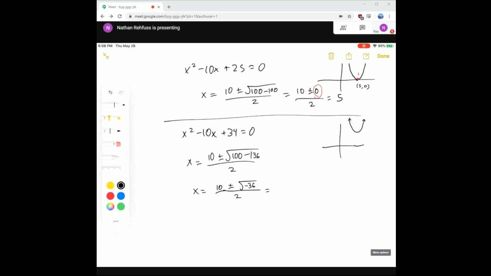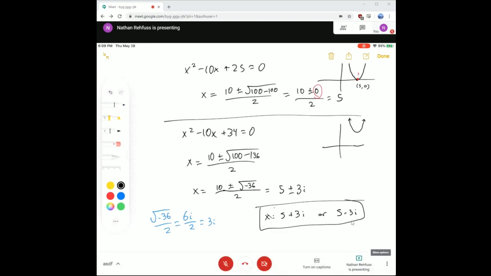So 10 halves is 5 plus or minus root negative 36, which is 6i. So this is 5 plus or minus 3i. Our roots are 5 plus 3i or 5 minus 3i. Cool fact. Did you notice these are complex conjugates? In fact, every time I've gotten complex roots, they've been complex conjugates in this section. That always happens. 5 plus 3i or 5 minus 3i. The real part's the same. The complex part is just switched. That always happens.